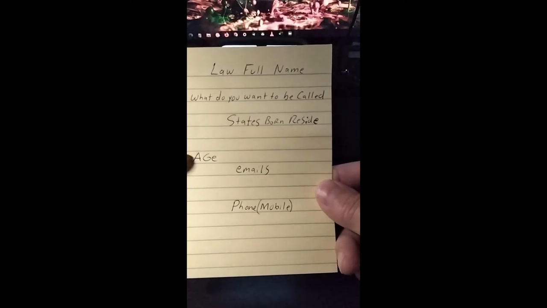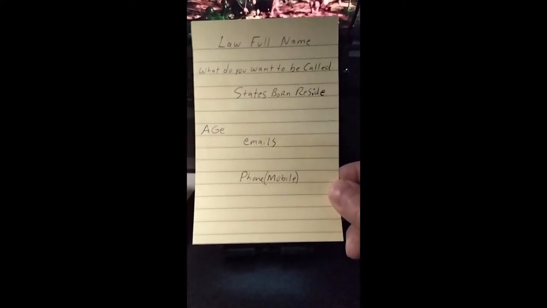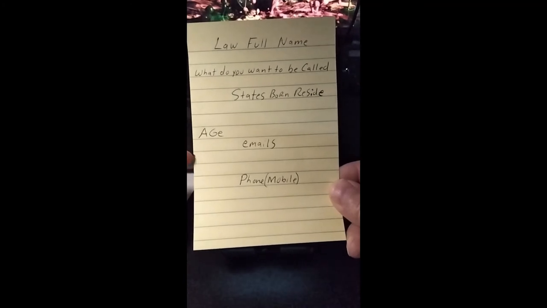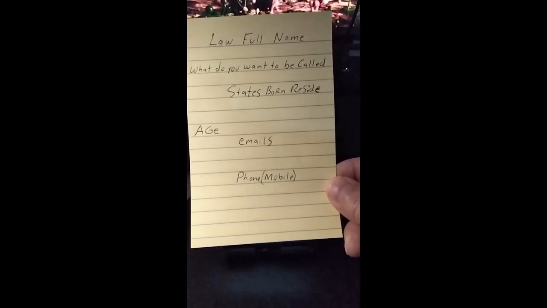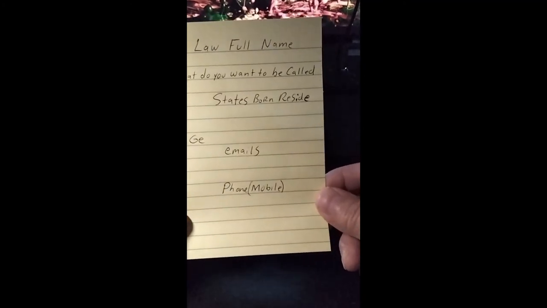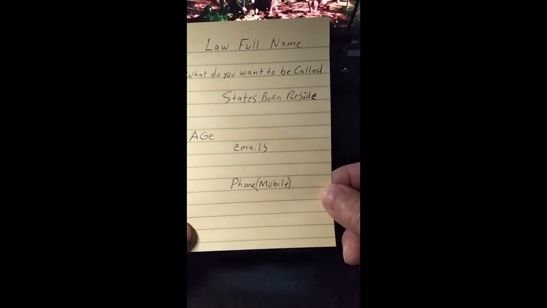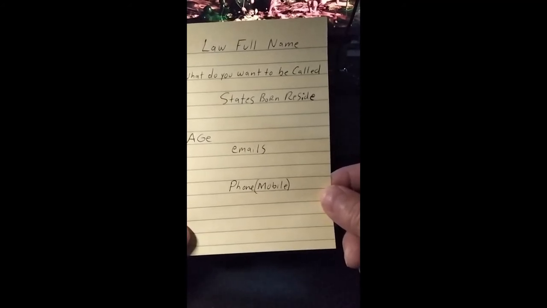So I would love to know your age, if you'd like to share that. And then emails, I would stick with only one Gmail, and then your mobile phone. I need this information to add people to the group. So I'll be communicating through email, and then we'll shift over to the group chat.